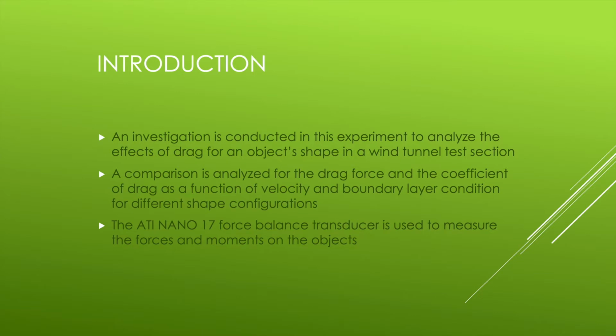For this experiment, an investigation was conducted on the effects of drag based on the shape of an object, which was placed in the wind tunnel test section. A comparison between the resulting drag forces and the coefficients of drag for the varying shape configurations was analyzed. The different shape configurations studied include a smooth sphere, a sphere with a wire trip, and a streamlined object, as well as cylinders that varied in length.